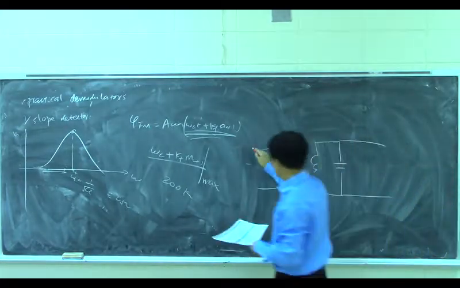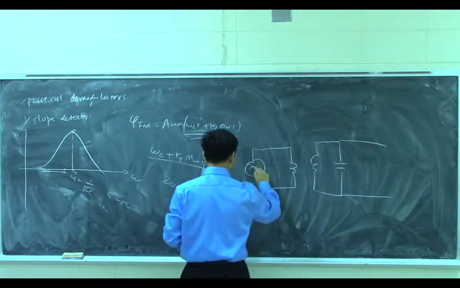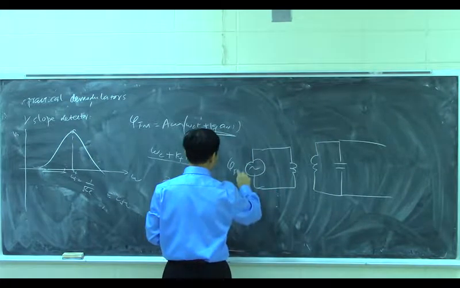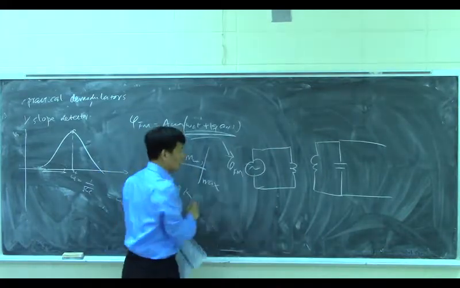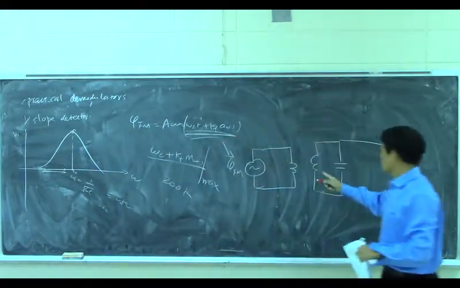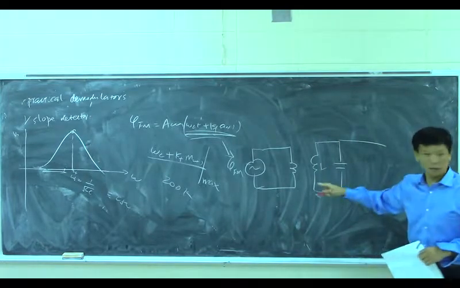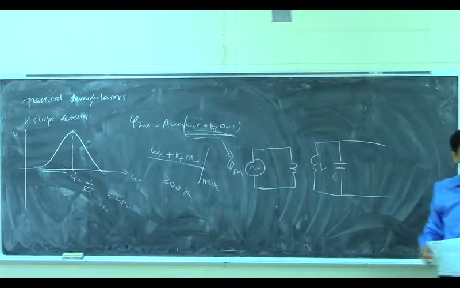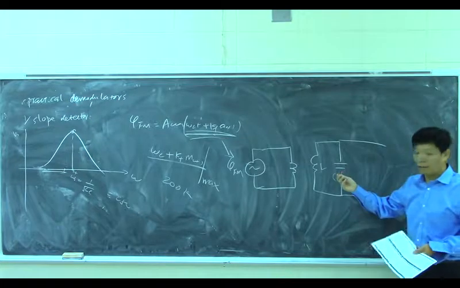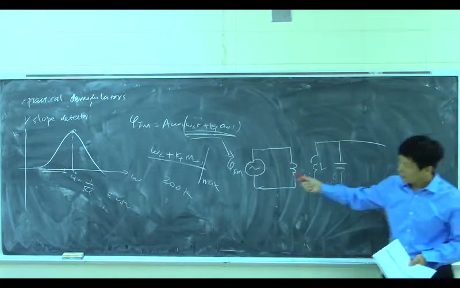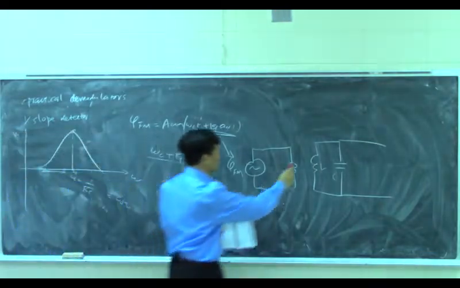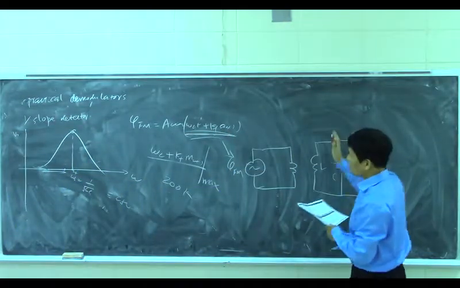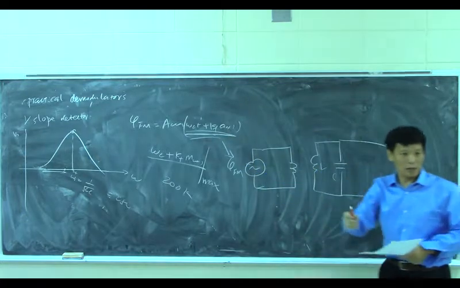This is your input FM modulated signal, so this is phi FM. That is this signal. Right? And you pass through here, this is L, this is L, right? This is the C, and I choose the correct C to make sure this condition is satisfied. That means the frequency all here must be on the left-hand side of the peak value. Right?